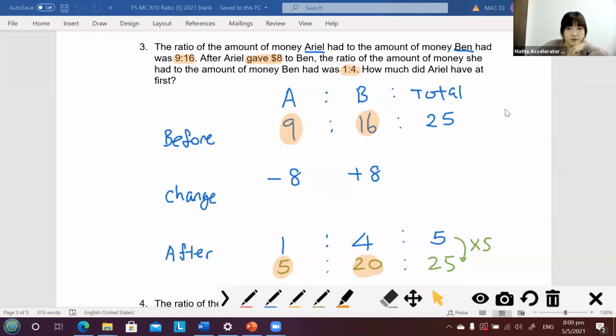Alright, so I'm gonna stop the poll here. Anyone still need some time to finish it? Okay, so let's check.